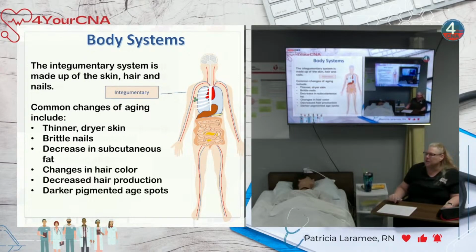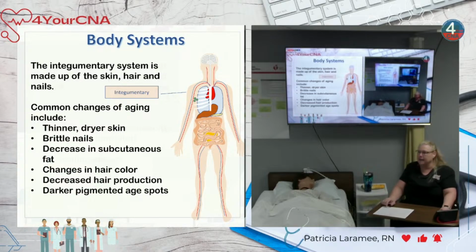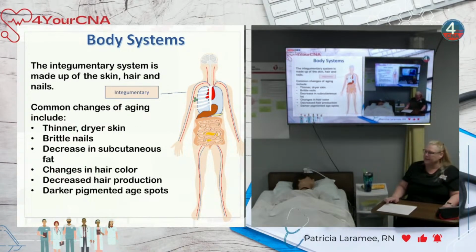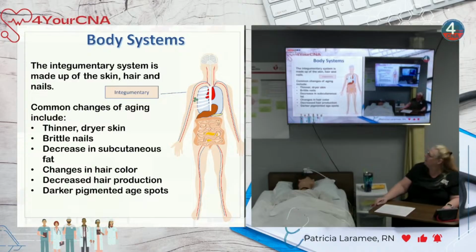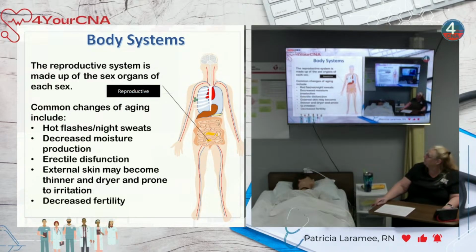Integumentary, we've talked a little bit about this already. We get thinner skin. We get less fat deposit under the skin, so temperature regulation can be affected here. The skin gets thinner and drier and tears very easily. You get age spots and mysterious bruises that show up out of nowhere that we don't know where they came from. Changes in hair color, very common.